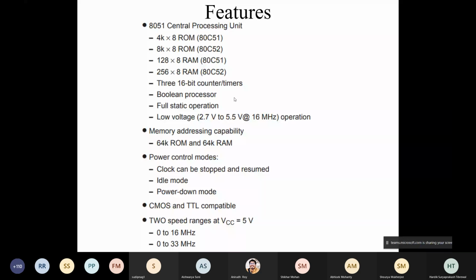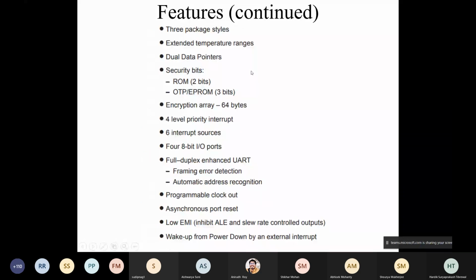Now there are different package styles we have seen. There could be extended temperature ranges. So there are 8051 series microcontrollers used in space applications or satellite applications or even medical applications, undersea applications, and then used in extreme temperatures like in Arctic and Antarctic regions. So those extended temperature compatibility is very important. That is possible through some internal design compensation apart from simple transistor based design.